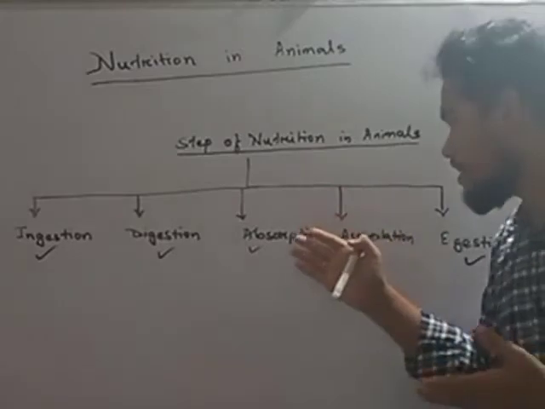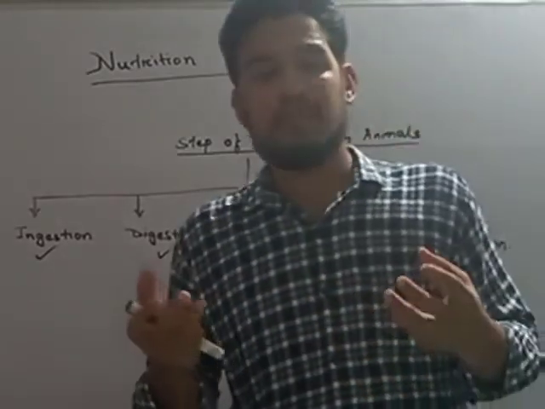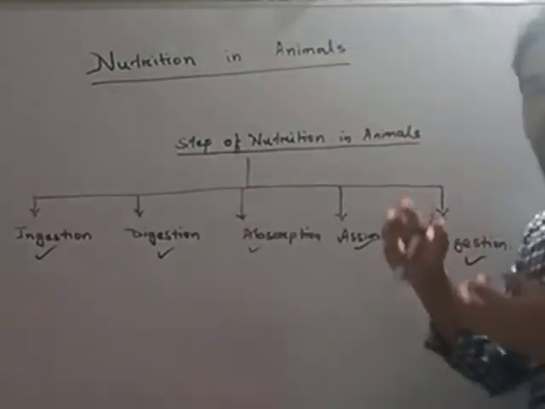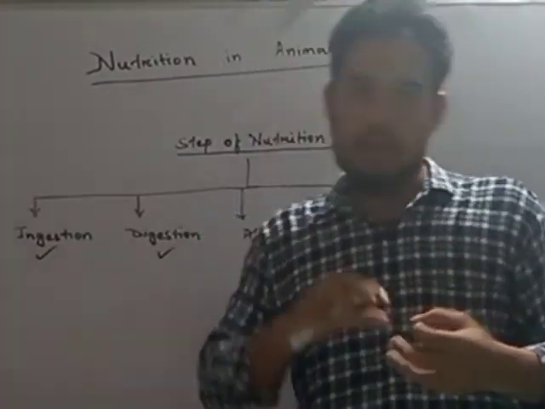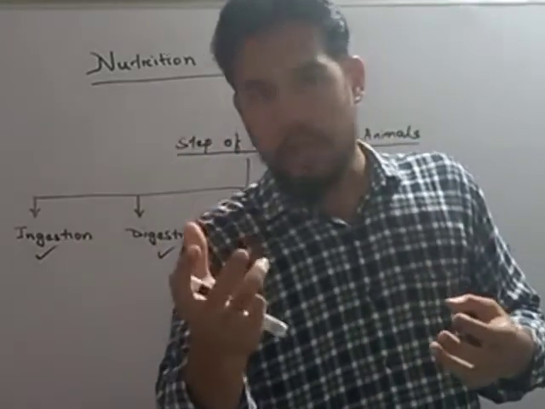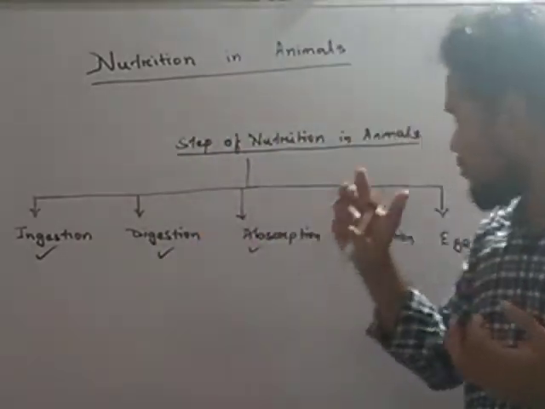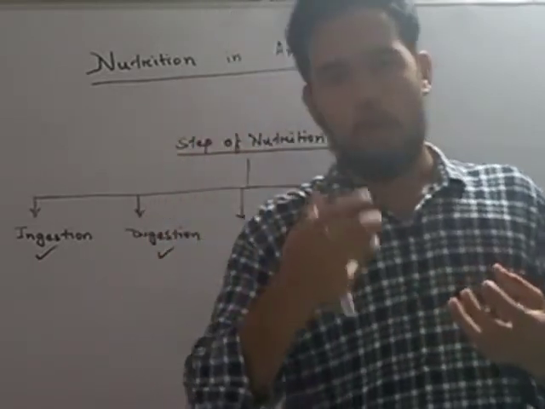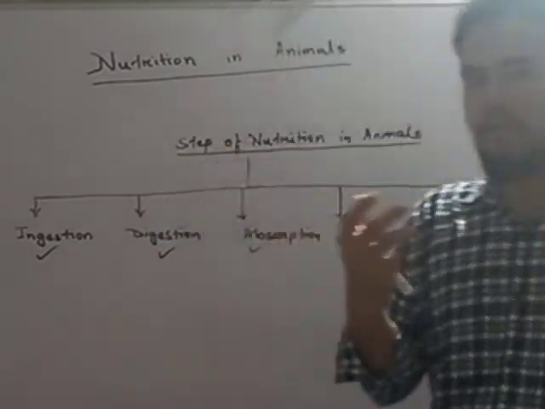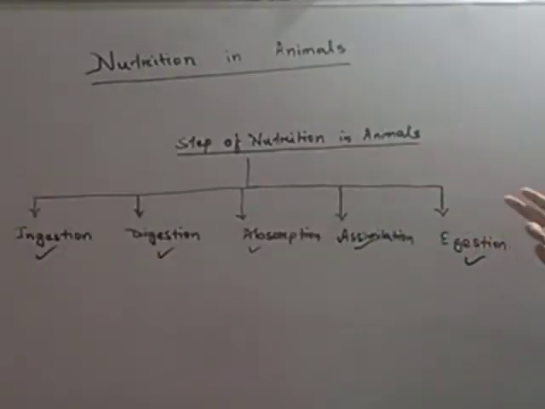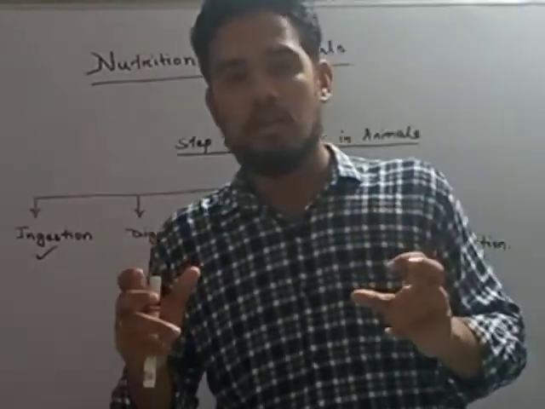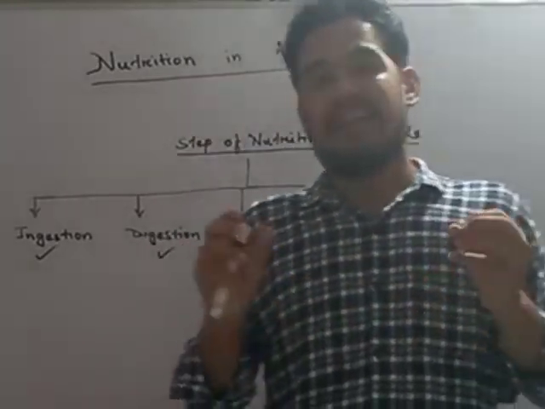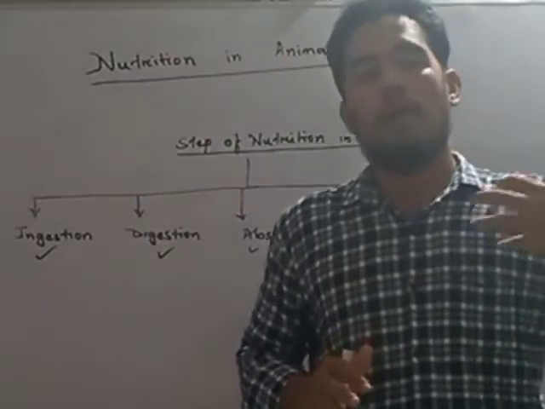After digestion, absorption is there. In this process, the food is absorbed by blood. Then assimilation. After absorption, the next step is assimilation. The absorbed food products are used for development of our body, for energy and for growth of our body. After assimilation, egestion is there. Egestion means in this process the undigested or unabsorbed food, that is unnecessary food, is removed from our body.